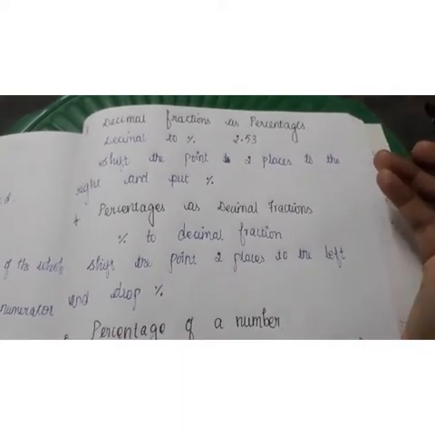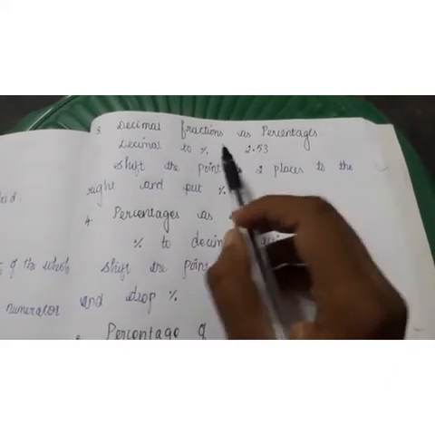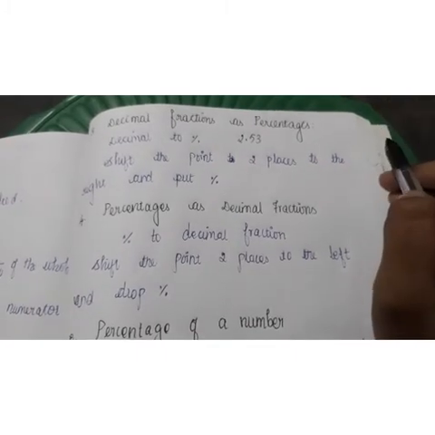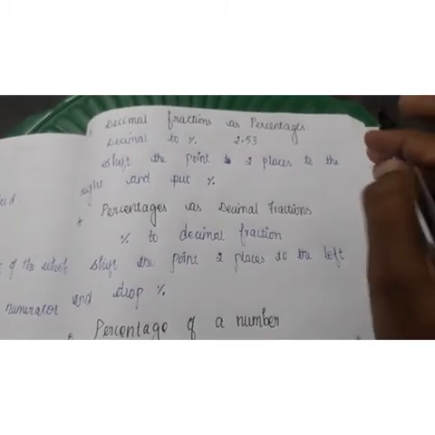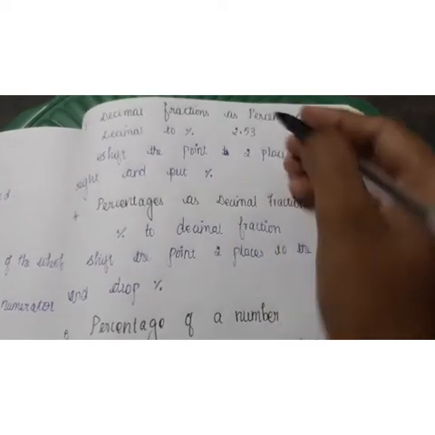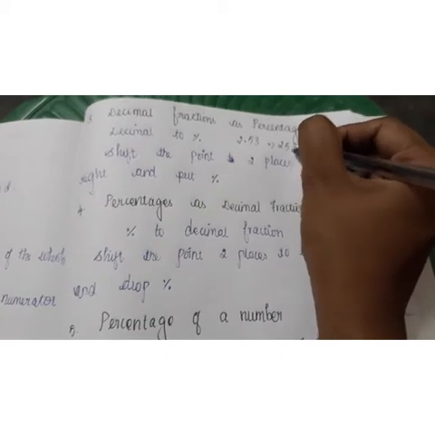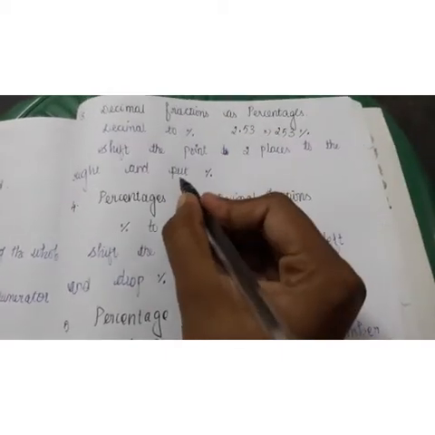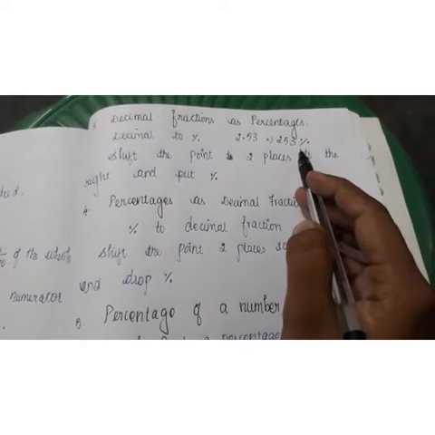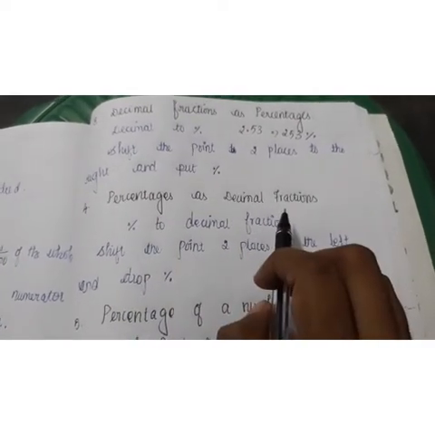So you need to shift the decimal point 2 places. Percentage means 100, and 100 has 2 zeros, so you shift 2 decimal places to the right, and it will become 253. Then you have to put the percentage sign. So 253 percentage.